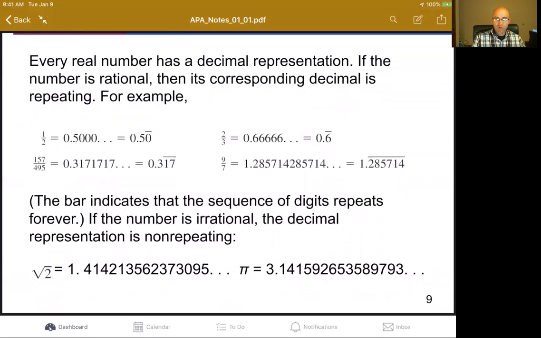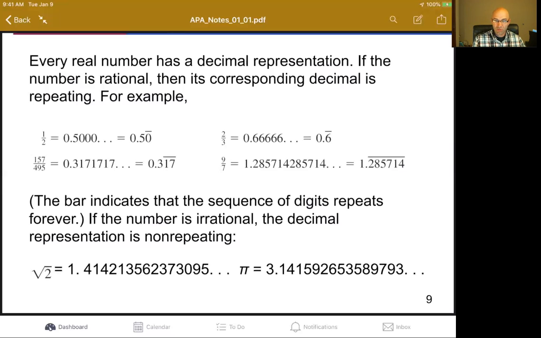Every real number has a decimal representation. If it's rational, the decimal is repeating. So 1/2 is 0.50, and then the 0 repeats forever. 2/3 is 0.666, so the 6 repeats forever. You can see in these examples, all of them can be expressed as a decimal with a line over the top because it repeats.